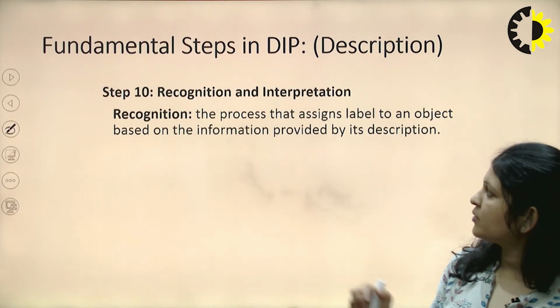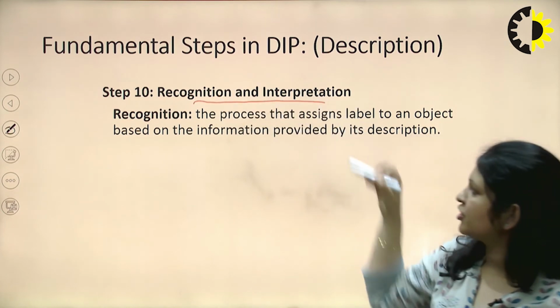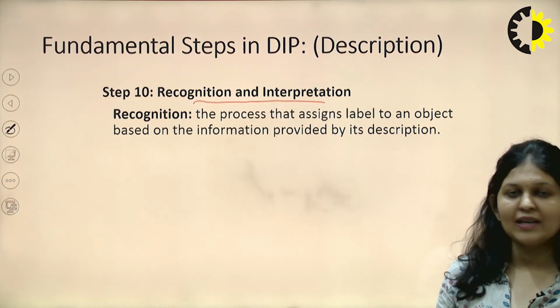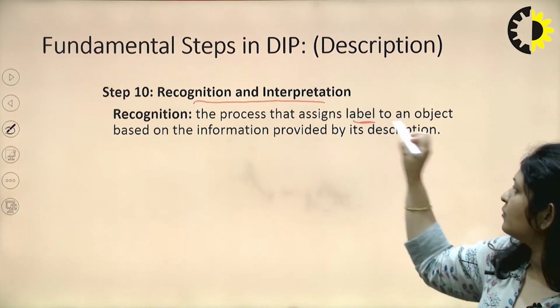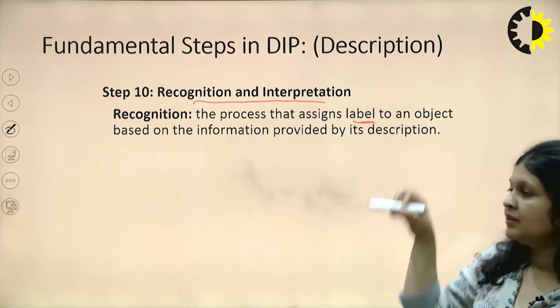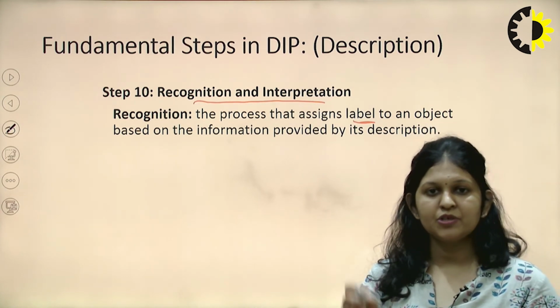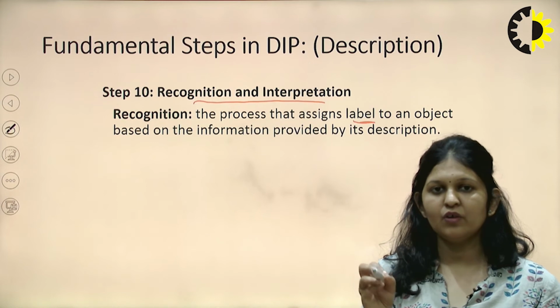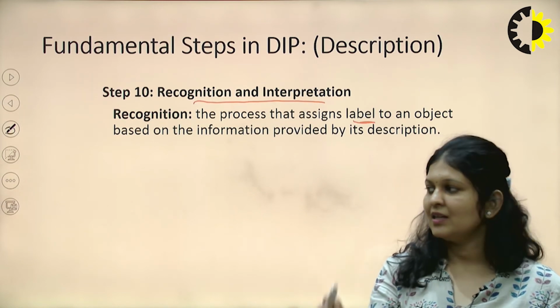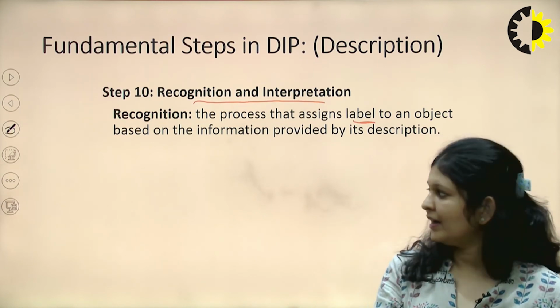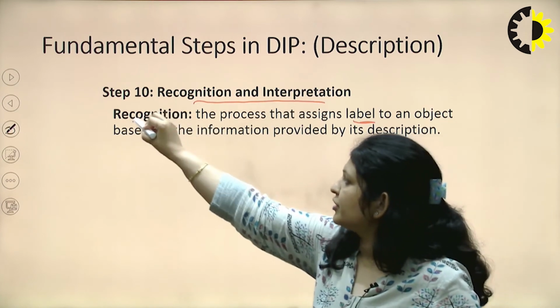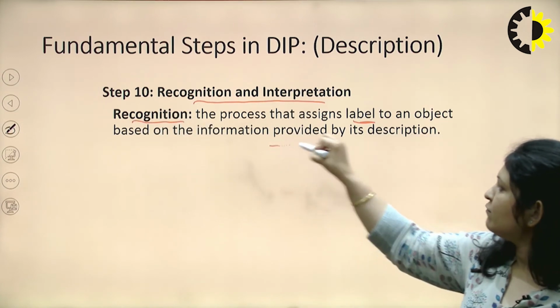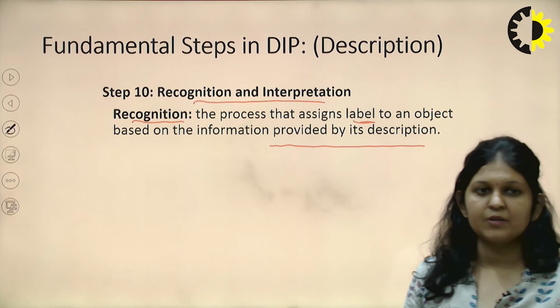Step 10 is recognition and interpretation. Now, finally, we are assigning the labels to the object. If this is a particular description of the image that we got, now we assign the label whether it is a human or a cat. That is called recognition, based upon the information provided by its description.